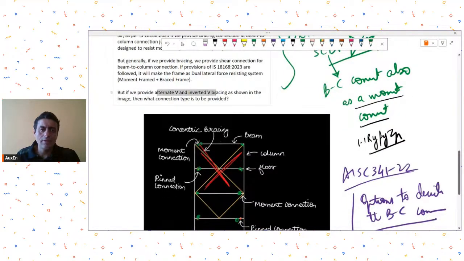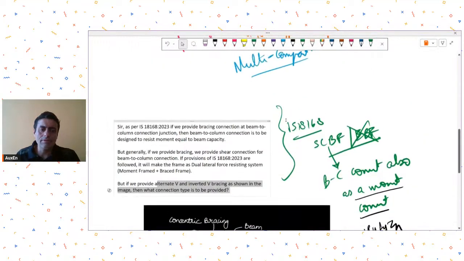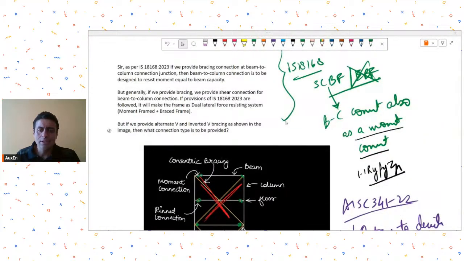And even in V or inverted V bracing, as of now for SCBF and CBFs, in either case, 18168 wants you to design the beam to column connection as a moment connection only. They have not given you any other alternative. So in such a case you may refer to AISC 341.